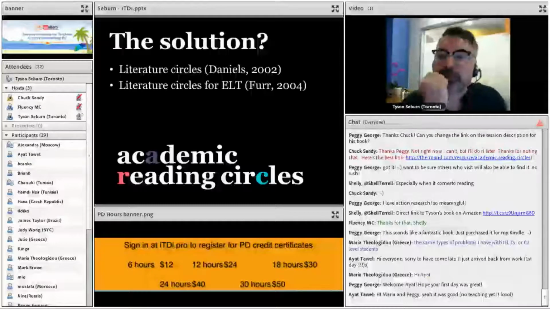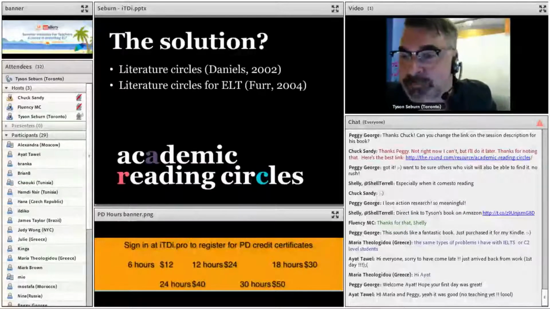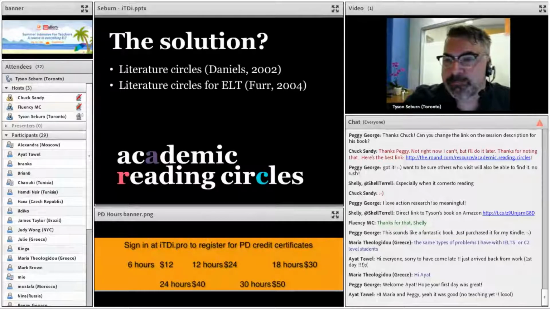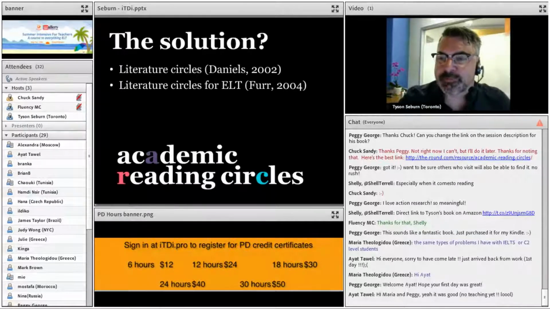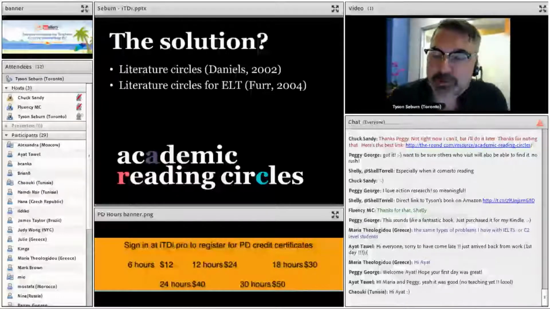So the solution that my colleagues and I came up with was an activity we'd heard about called literature circles, and I'm sure that's nothing new to you. They've been around for a very long time. In fact, the ones I've cited here are just fairly recent uses of literature circles.